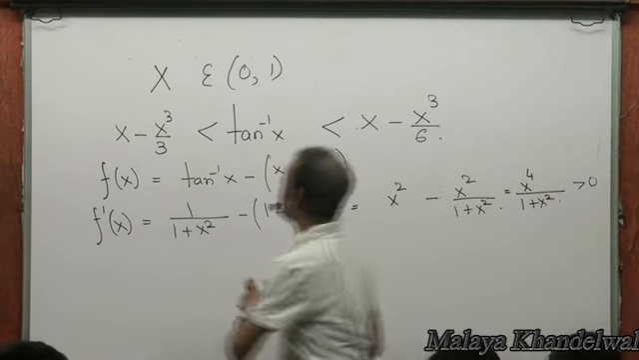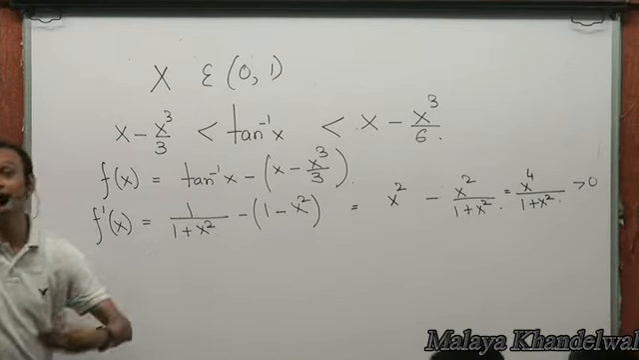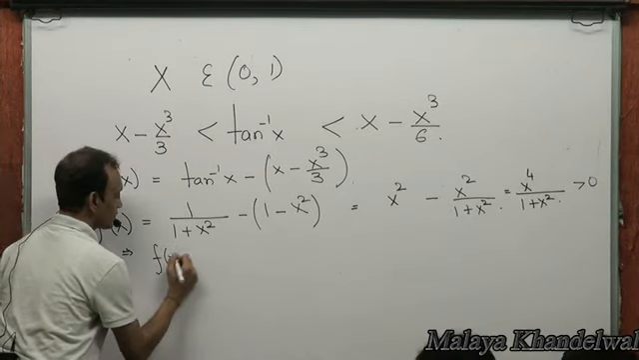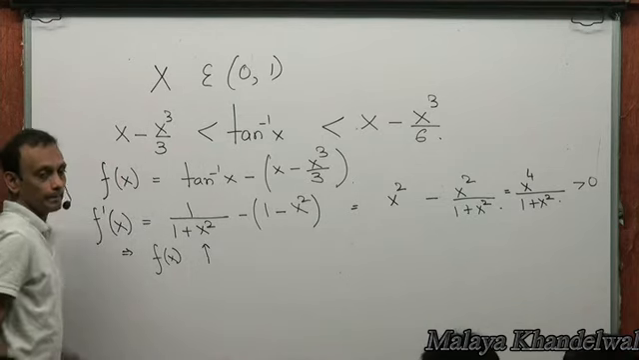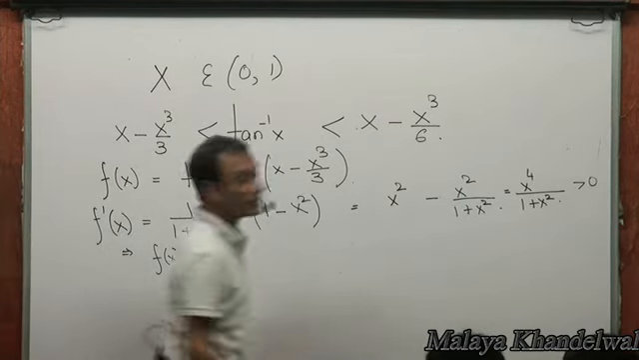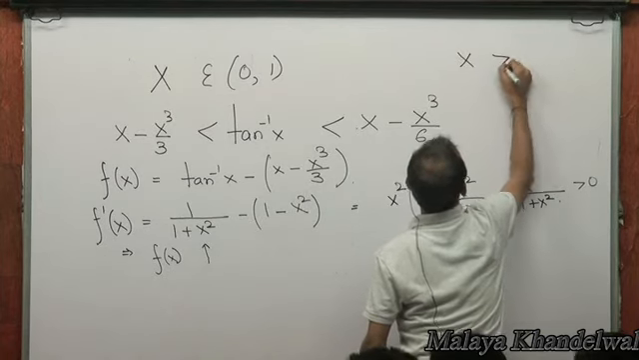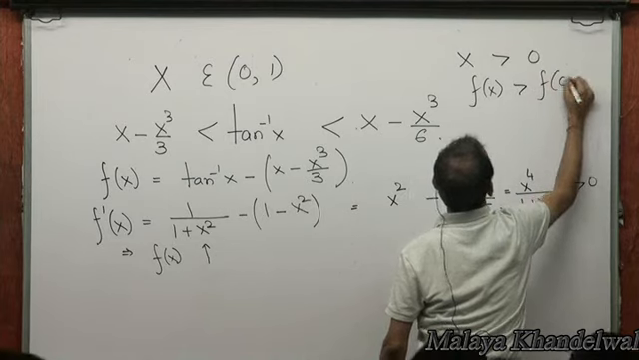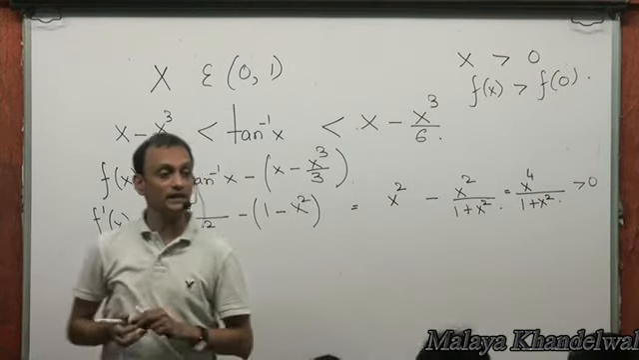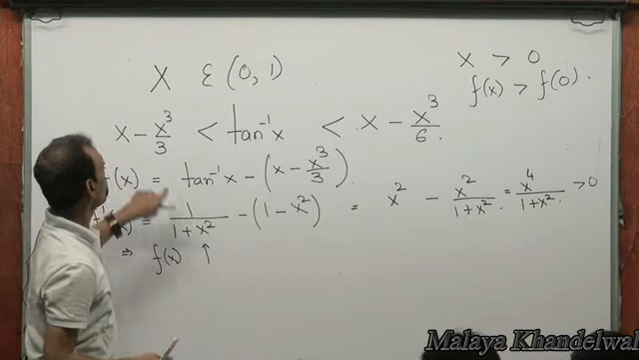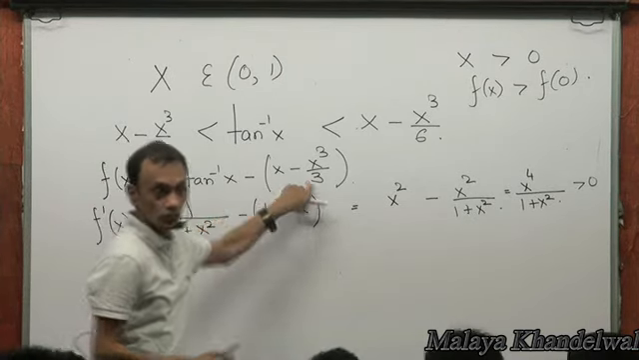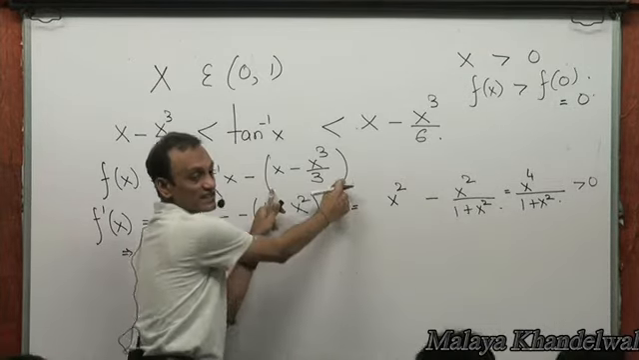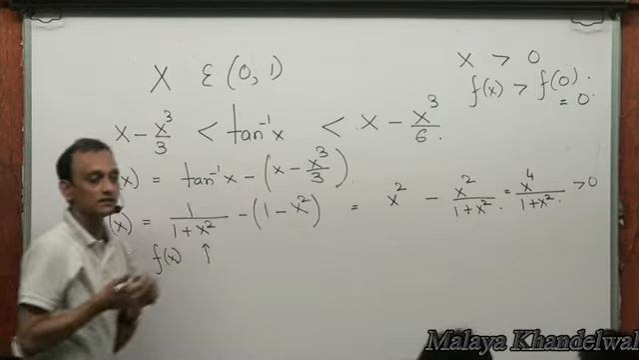So f dash x greater than 0 means f(x) must be an increasing function of x. F(x) increasing function of x means, for x greater than 0, f(x) will be greater than f(0). But what is f(0)? f(0), as you can see, is 0. f(x) greater than 0 is what turns out to be. That means this minus this is greater than 0. This will be greater than this. Clear?